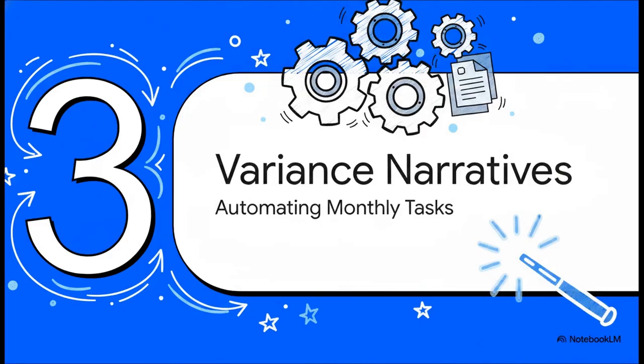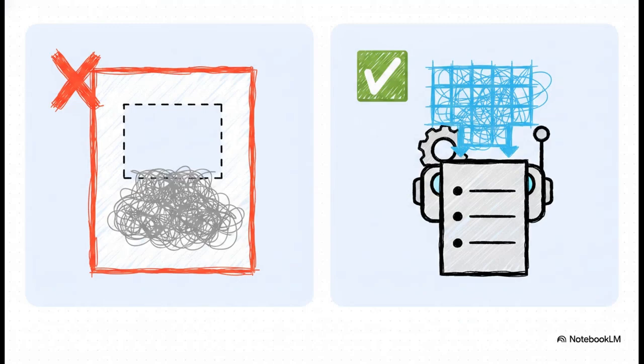All right, Section 3, automating variance narratives, putting the framework to work. The entire difference between a huge success and ripping your hair out in frustration comes down to your prompt structure.